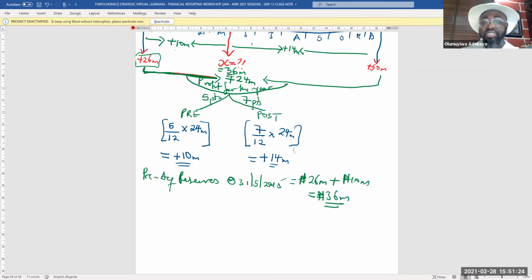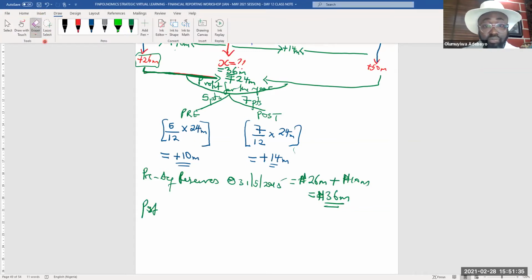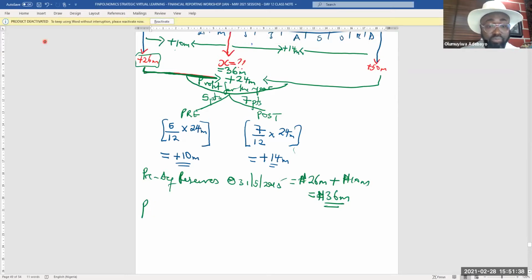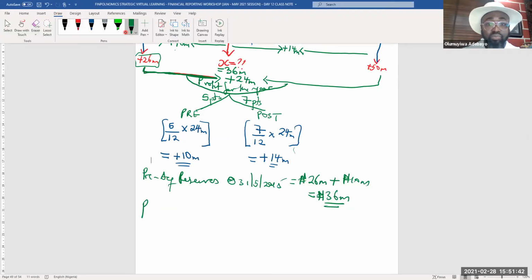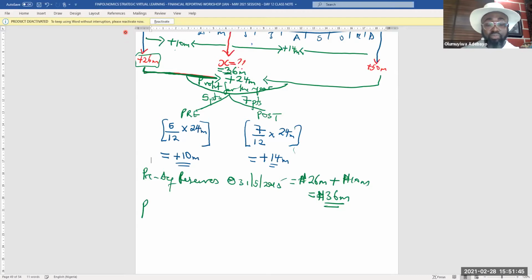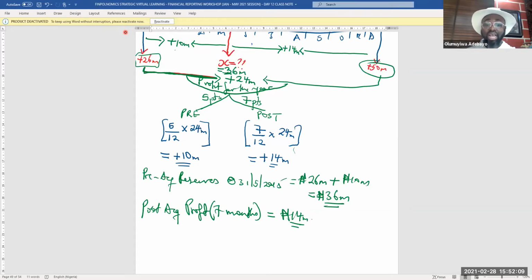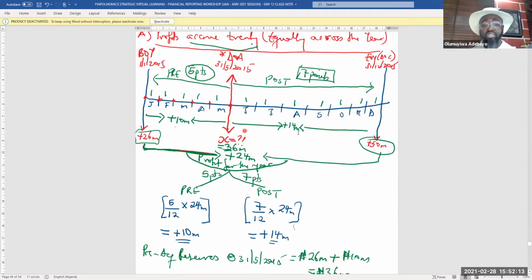Now, 36 plus 14 will give you 50, which then means that my post-acquisition profits, which is 7 months, will be 14 million. Which then means that when we add 36 plus 14 million, it will give us what? 50 million. That is how we apportion profits evenly.